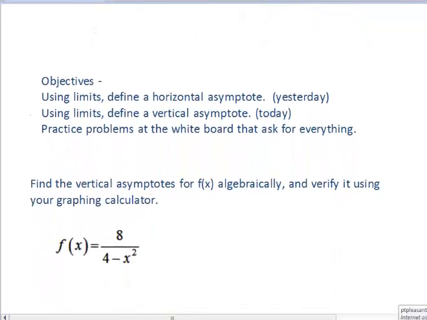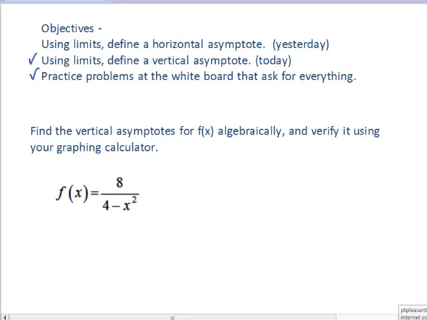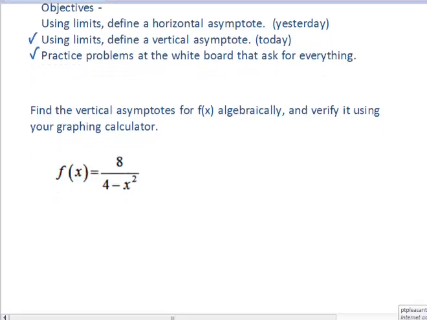Our objectives were to use limits to define vertical asymptotes and to practice problems at the whiteboard that ask us to do everything regarding limits. So the first thing we worked on in class was we reminded people that from pre-calc last year, we had different things to do with a rational function.